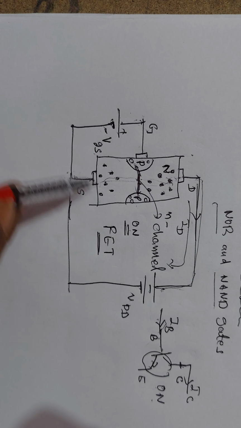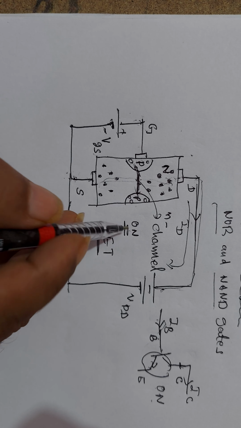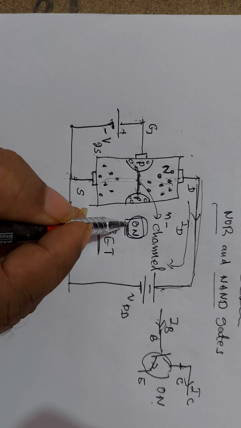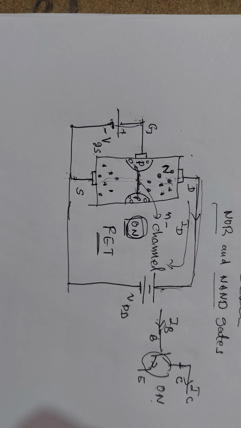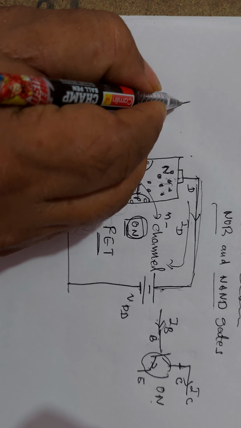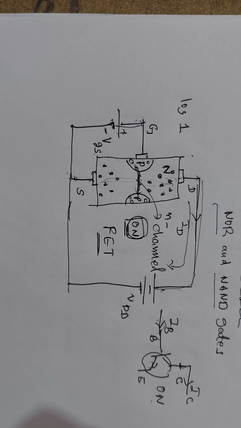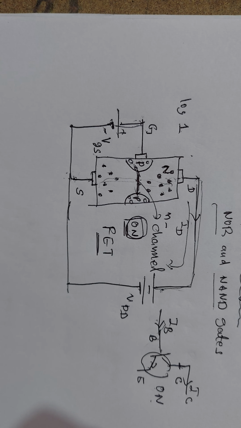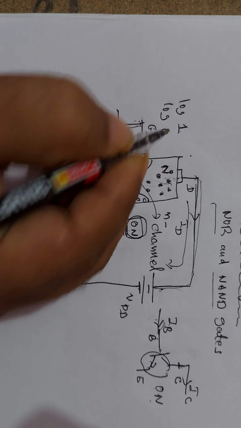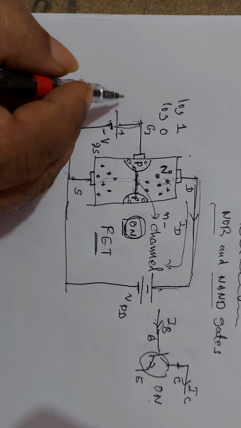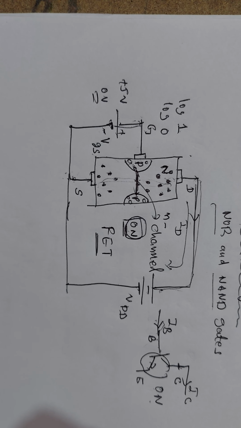This is an N-channel FET. The N-channel FET conducts, or goes to the on condition, when the gate is positive. Logically, we say that positive voltage is higher voltage, and we represent it as logic 1. Negative voltage represents 0, or ground potential, and logically we represent it as 0. Therefore 1 means plus 5 volts, and 0 means 0 volts.